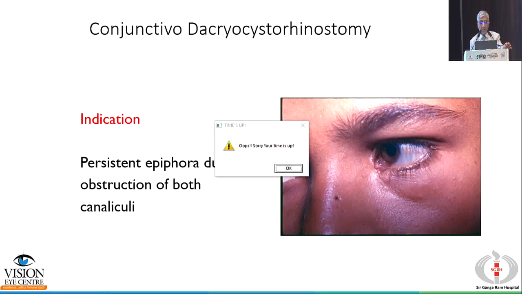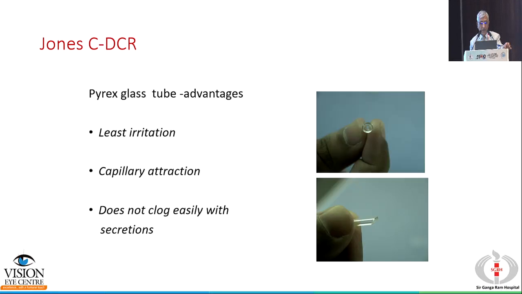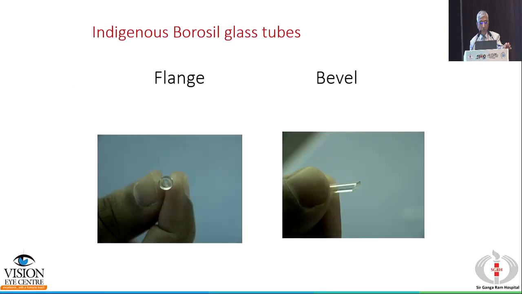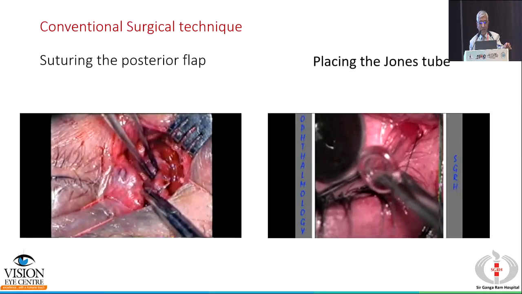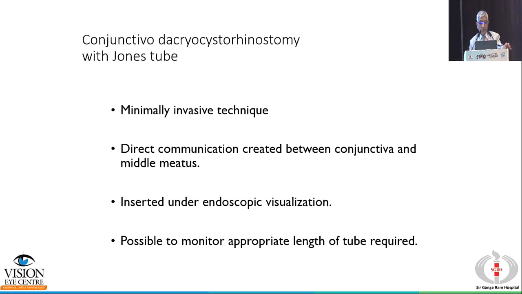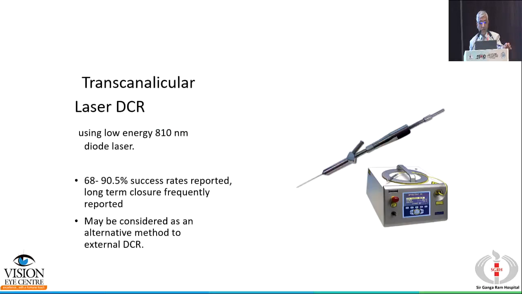So conjunctival DCR has fortunately been covered well by Amrita, and we will not need to go into the various options, advantages, stop-loss tubes, indigenous tubes that we get made, and the technique and the newer approaches of direct passage. So we will avoid these videos as well.